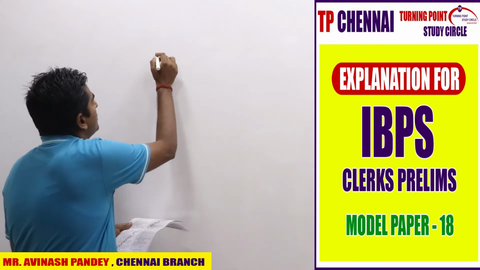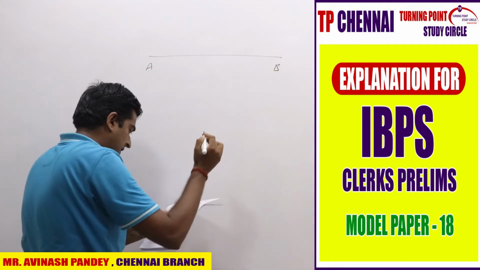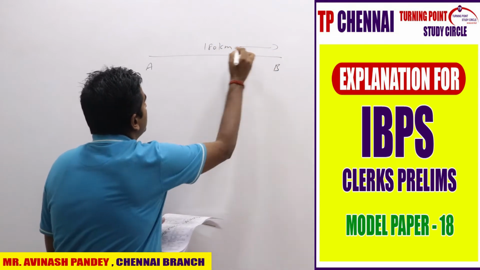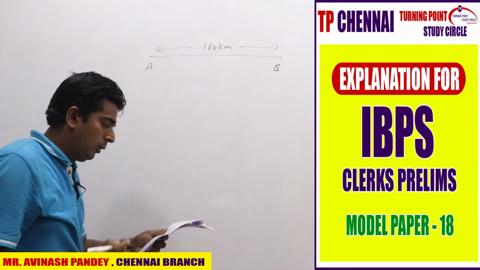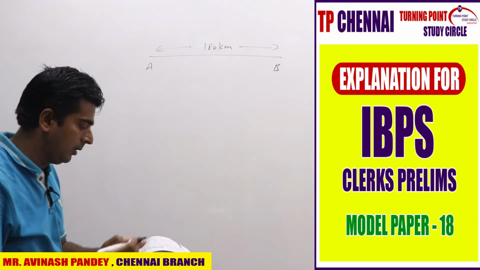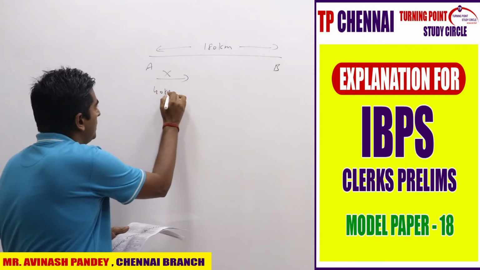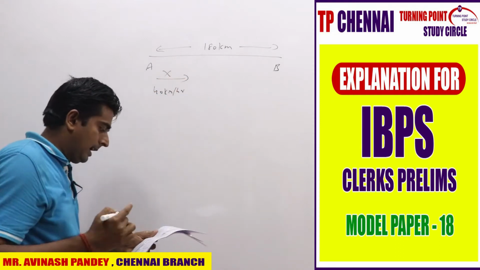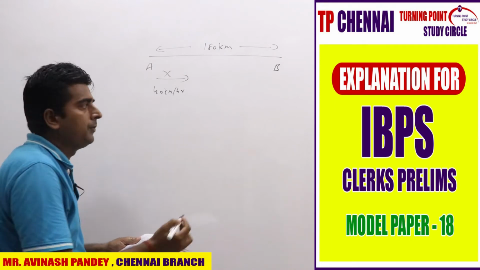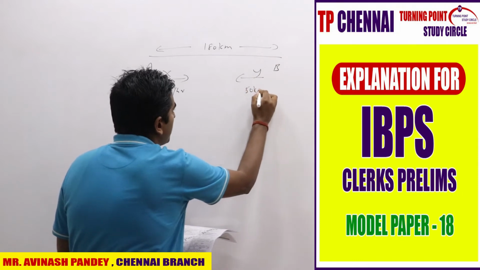So again, when you read this question here, A and B, they have given you the distance between A and B, which is nothing but 180 km. Now they are saying that train X starts from A and travels towards B at a speed of 40 km per hour, right? And train Y starts from B and travels towards A with a speed of 50 km per hour.